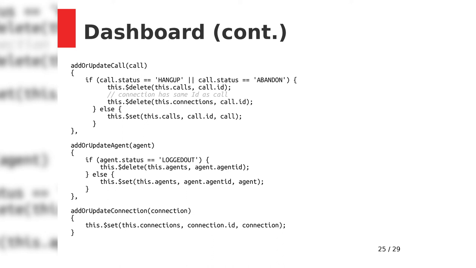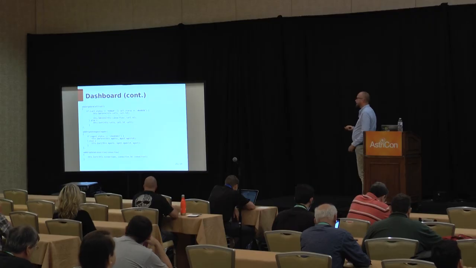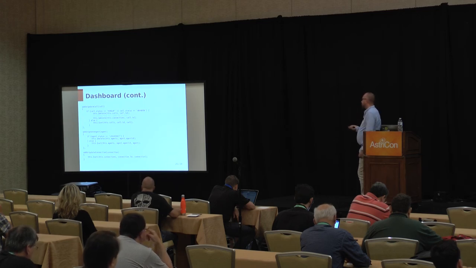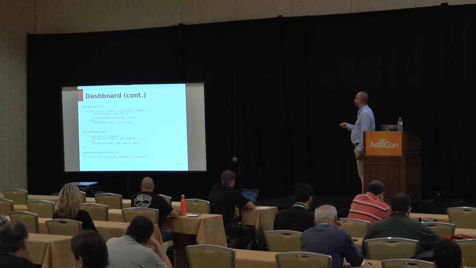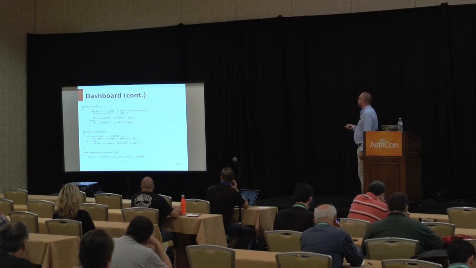And here are the methods that are going to update the collections. So for a call, it's going to check if it's a hang-up or an abandon. If it is, it's just going to remove that call from the collection of calls, and also delete it from the connections. I've used the same ID for the connection as the call, so that I know this call ID is also the ID of the connection. So I can delete that as well. For any other type, it's going to add that call to our collection.